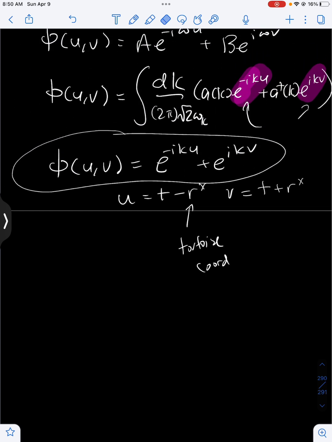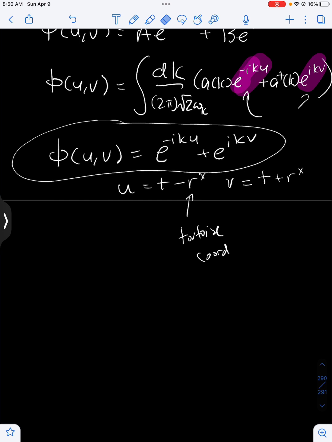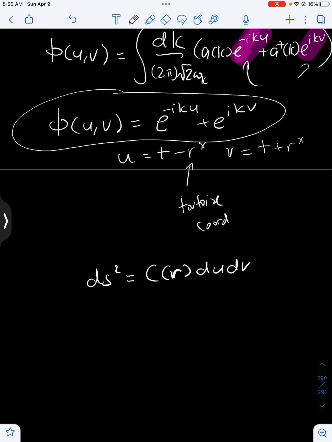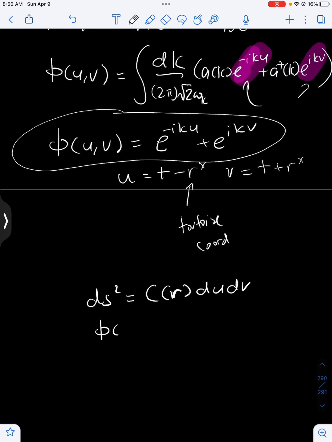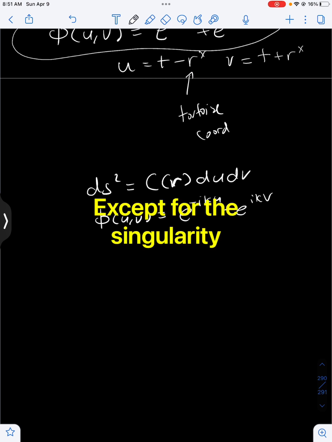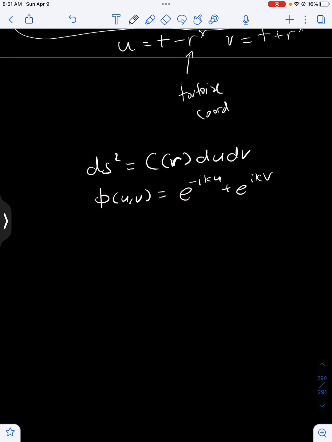There's a bit of a problem here. We derived the formula for the field for a Schwarzschild spacetime, right? And the metric for a Schwarzschild spacetime is just C of r du dv. And here's the formula for the field in the Schwarzschild spacetime: e to the minus I k u plus e to the I k v. But we have a sphere, right? We have a legit sphere here. The Schwarzschild spacetime solution is a vacuum solution, meaning that we don't have any matter anywhere in the space, right? So we can't pretend that the space is completely empty.